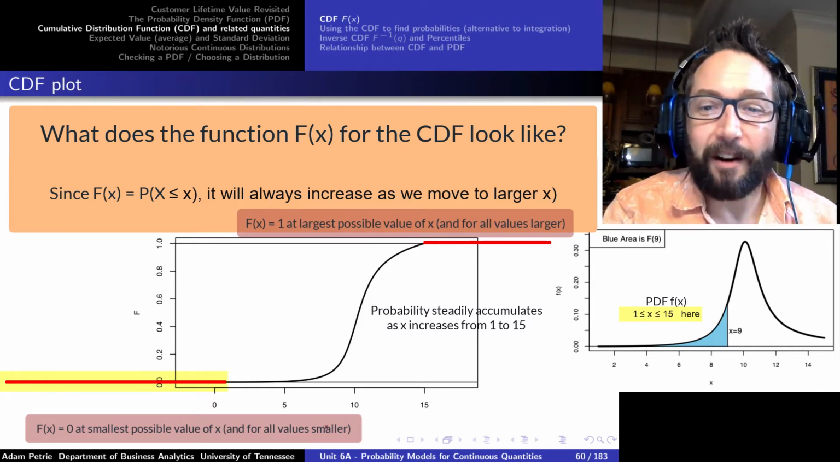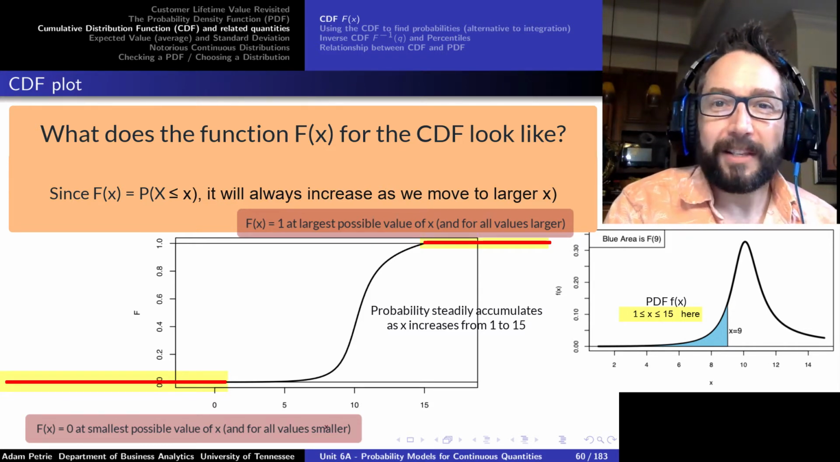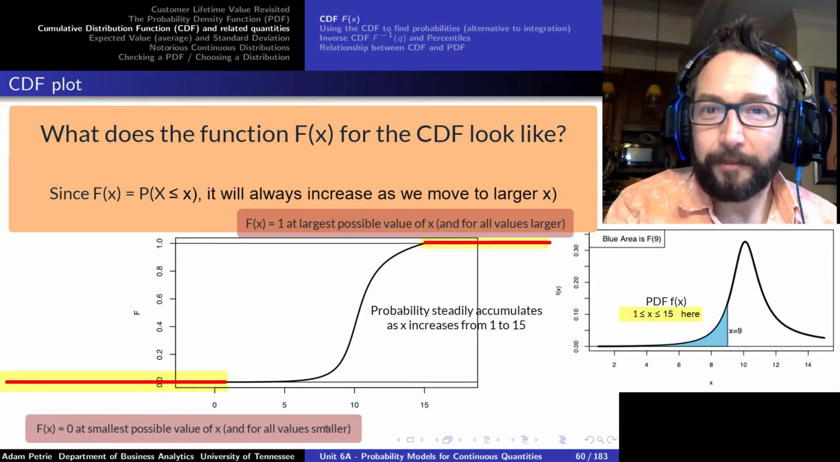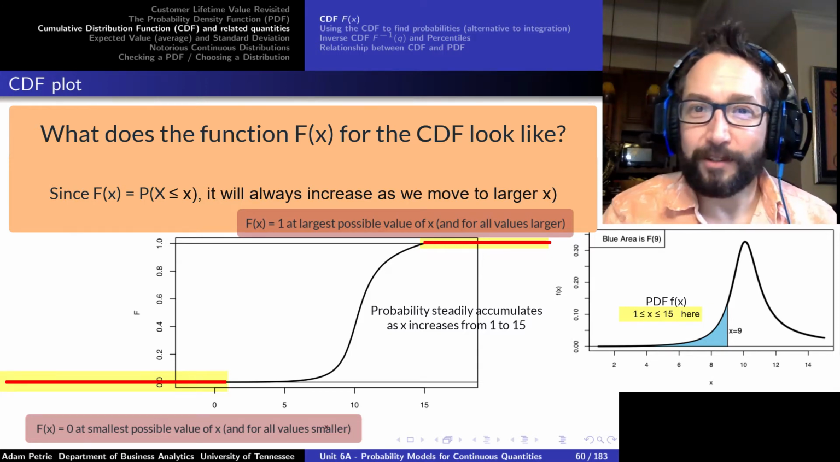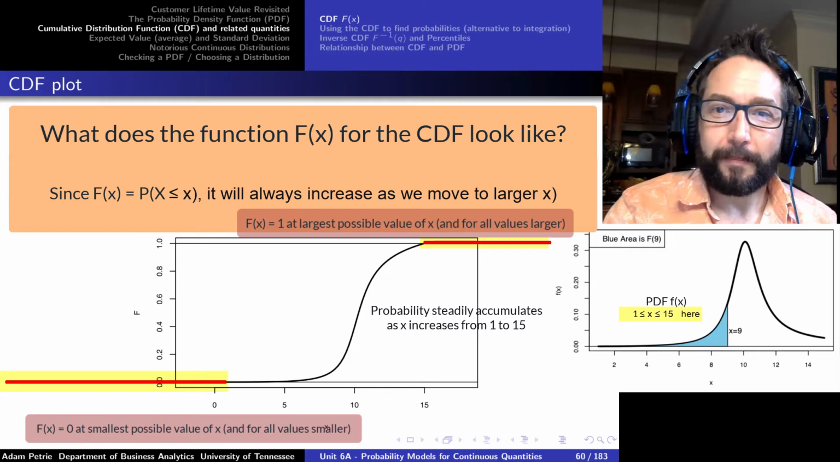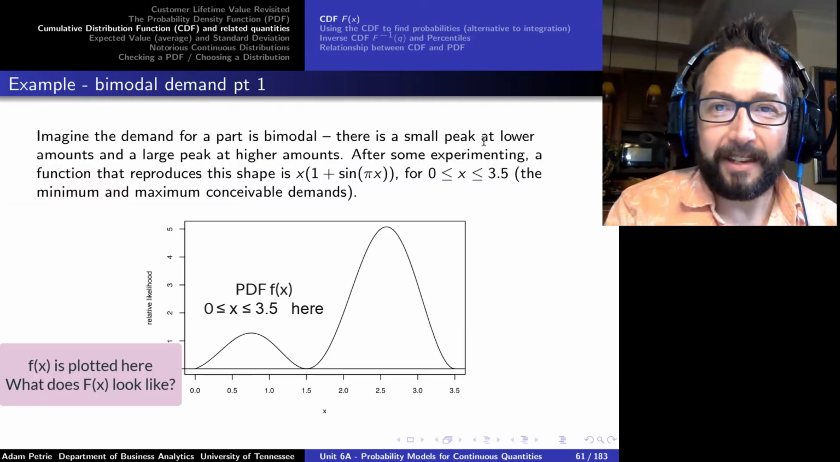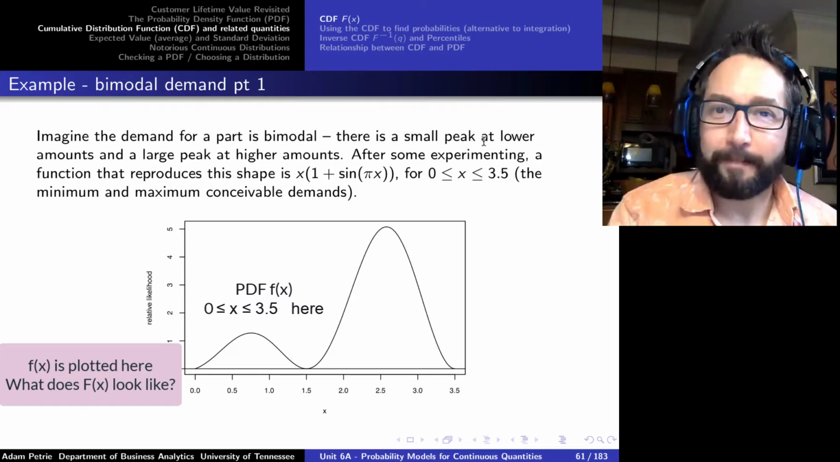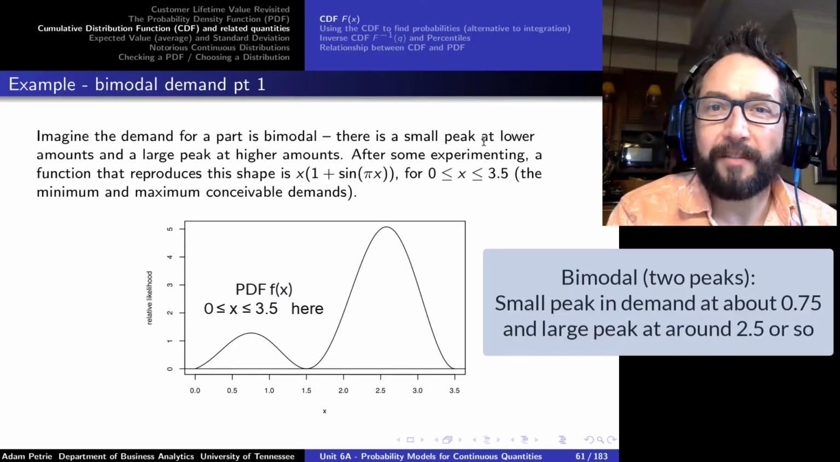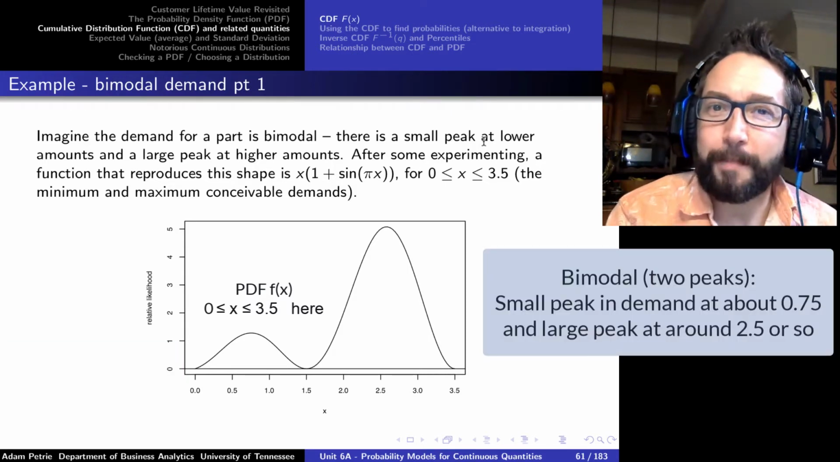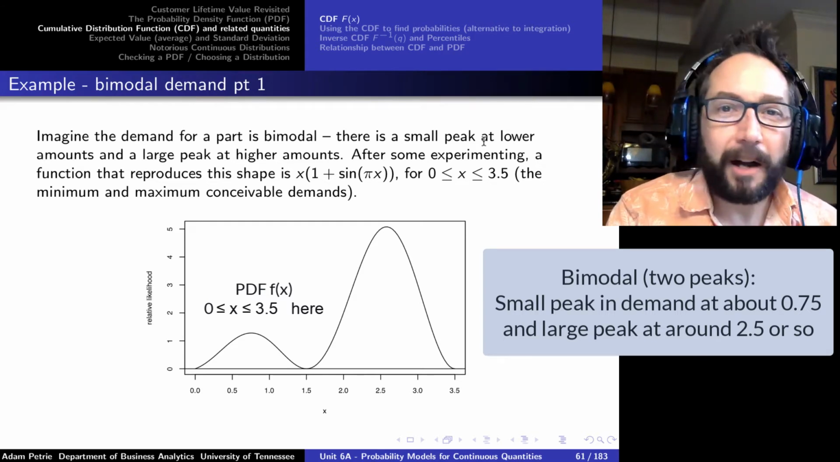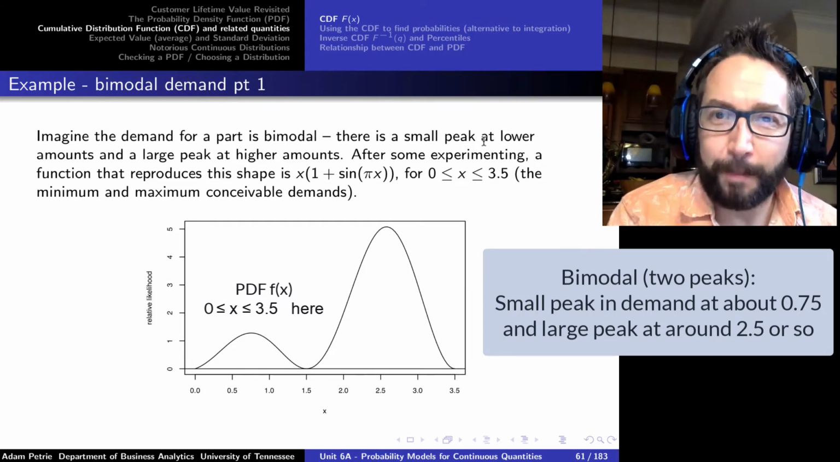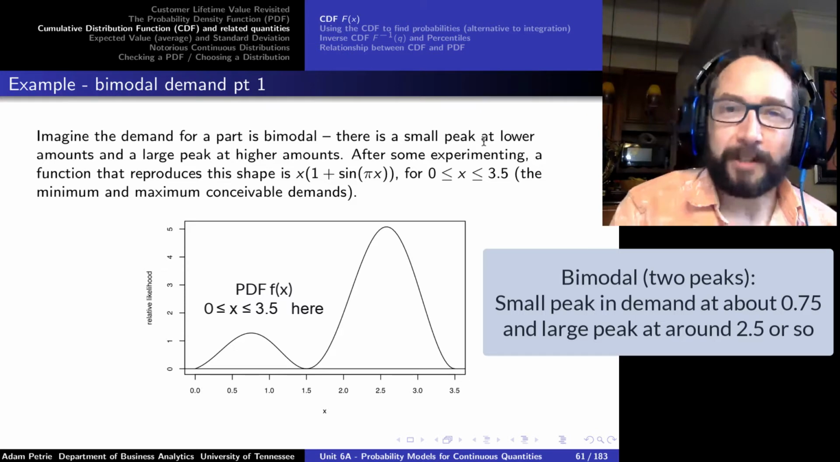And once we get to that hard cap, that 15, we see that the CDF is equal to 1 for that value and all values that are larger. So let's take a look at the CDF for an example that deals with demand planning. Let's imagine that we have a probability density function, a PDF, that describes the possible demands for a product that we might see in units of thousands.